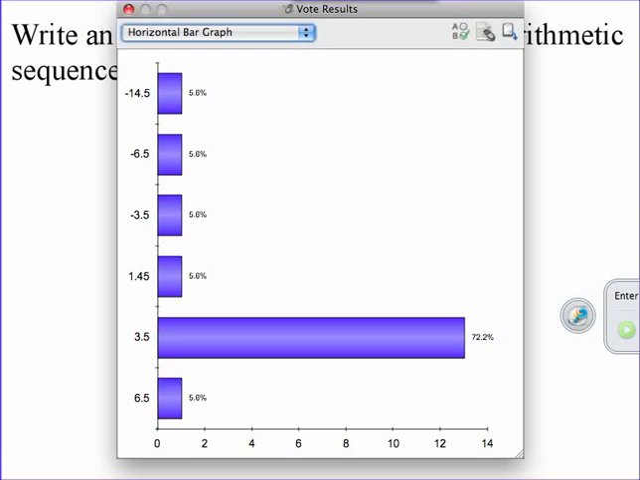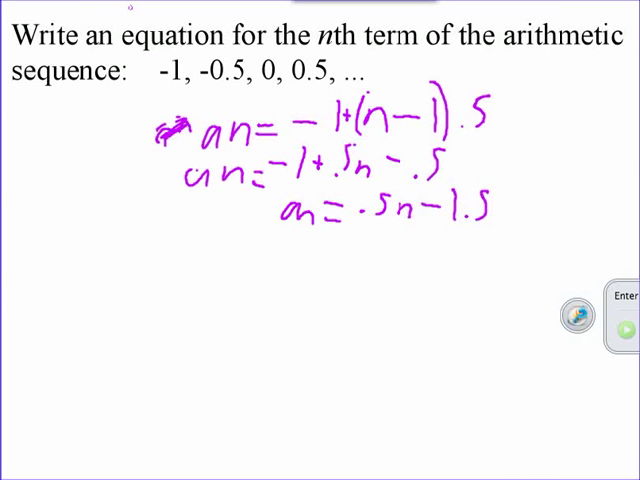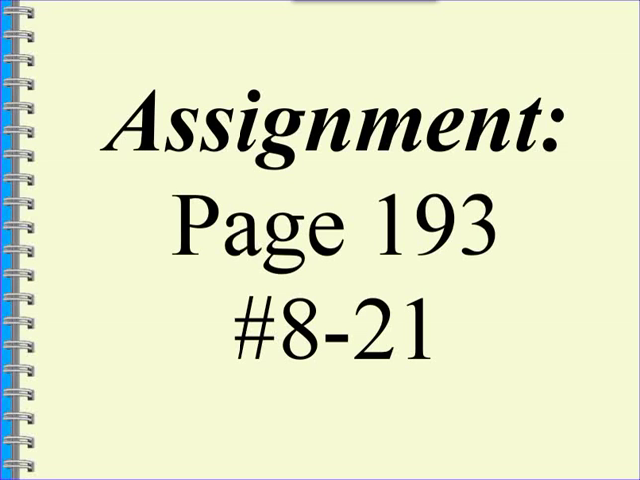Okay, so let's see what y'all did. 3.5, nice job. To find the 10th term, remember again, what you're going to do is plug in 10 for n. So 0.5 times 10 is 5, minus 1.5 is 3.5. Okay, so there you go.